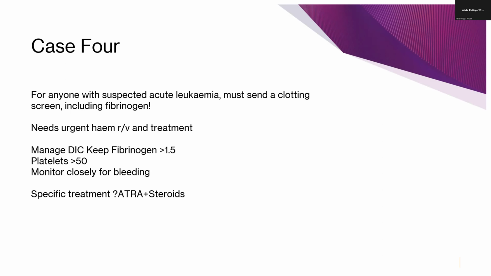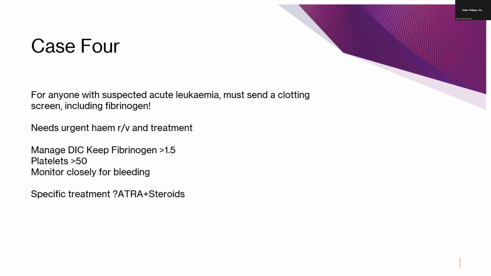Fibrinogen is the most important factor in the clotting cascade. Without fibrinogen, nothing else happens. And hypofibrinogenemia leads to much more severe bleeding than a deficiency in any of the other clotting factors. So this patient needs to see a hematologist that night, and their DIC needs to be managed almost more importantly than anything else. Their fibrinogen needs to be kept above 1.5 with either cryoprecipitate or concentrate.